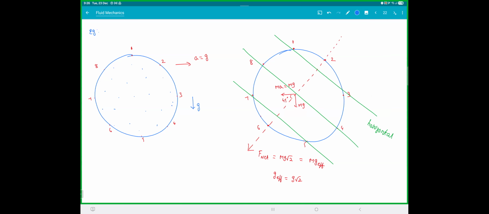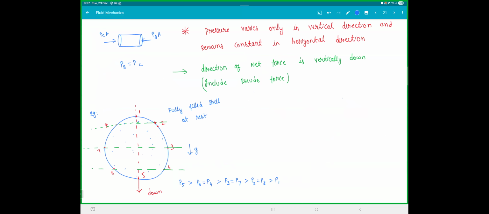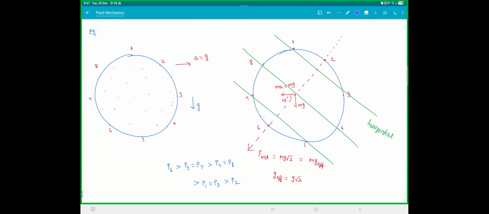Now, if I ask you who has the highest pressure? The deepest point. What is the deepest point here? 6. Is that making sense? So P6 will be the greatest. Then P5 and P7 are equal. Then, as you go up, the pressure decreases: P4 and P8, then P1 and P3, then P2. Is that making sense? Did you see the whole answer changed? Here P5 was the highest, here P6 is the highest. So what is up and what is down will depend on the direction of the net force. Any doubts on this?